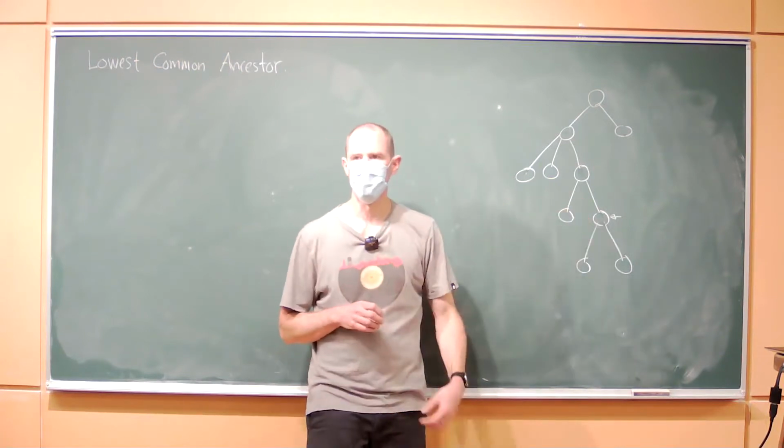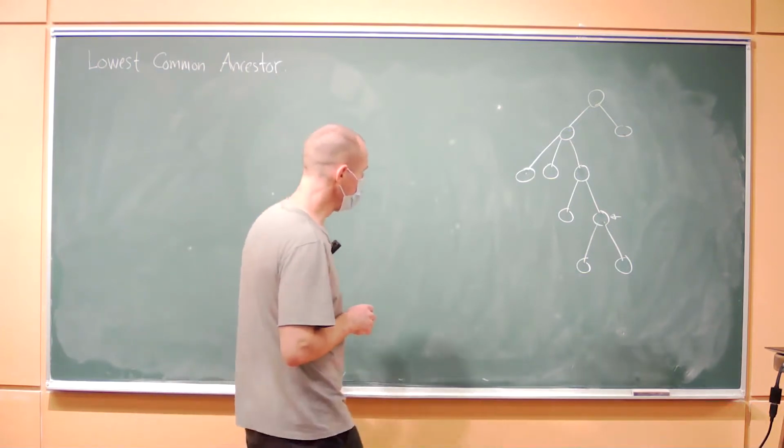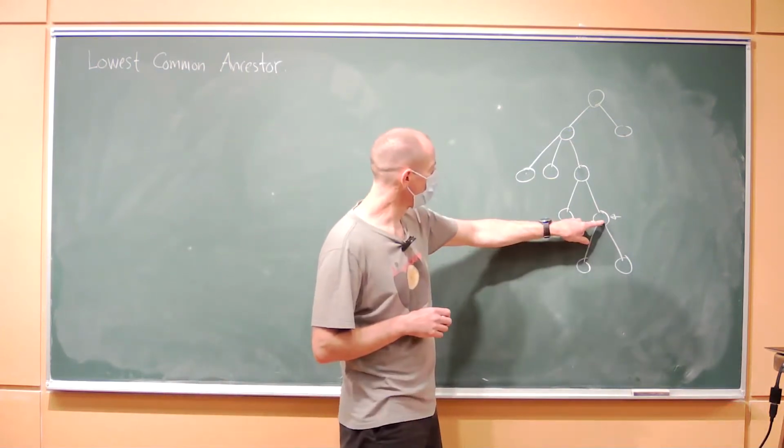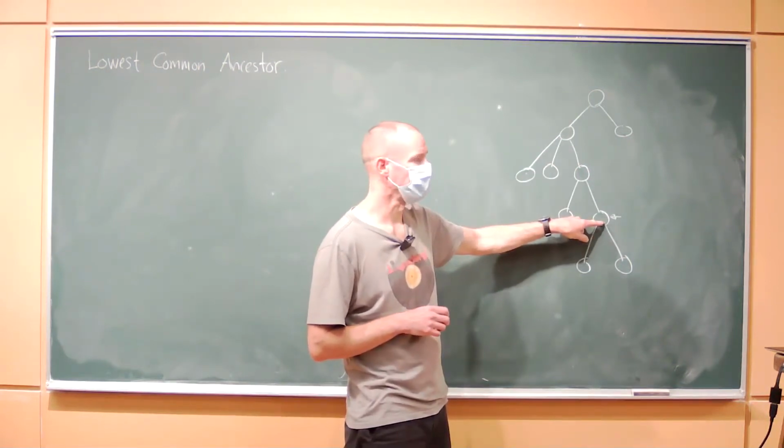So we'll say that a node is an ancestor of itself. So everything on the path from that node up to the root, all of those things are ancestors, including the node itself.